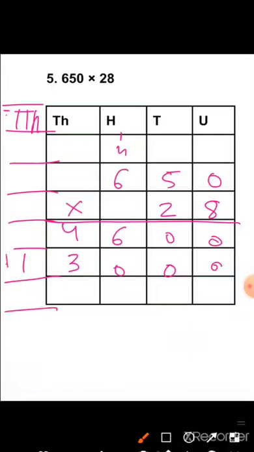Now add 0 plus 0, 0, 0 plus 0, 0, 6 plus 0, 6, 4 plus 3, 7 and 1. So this answer is 17,600.